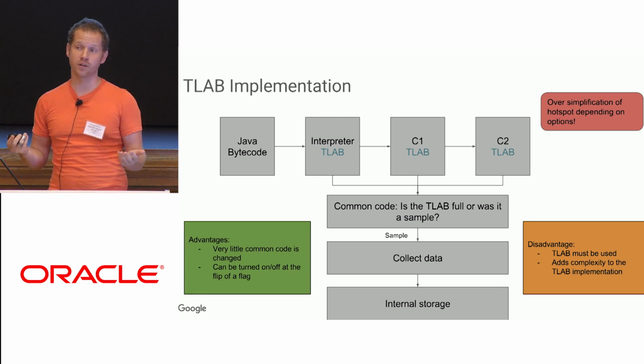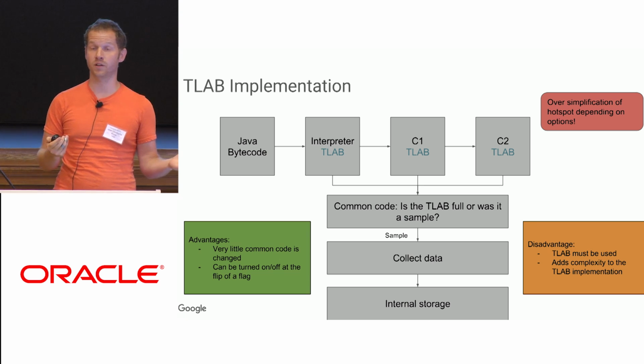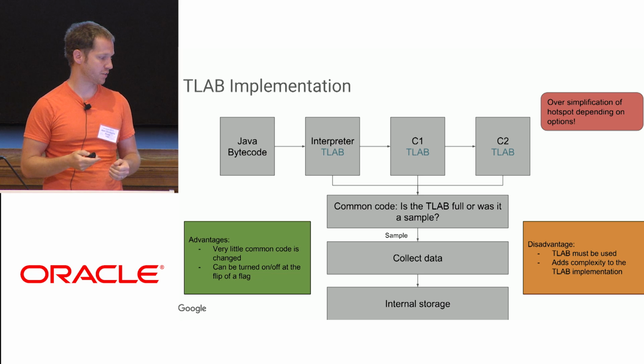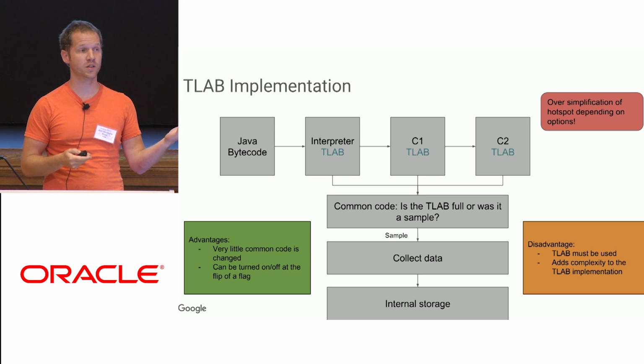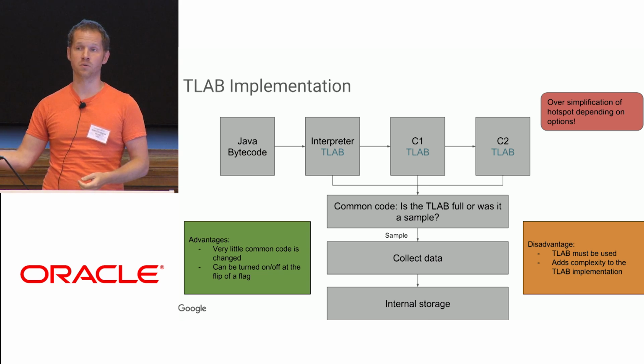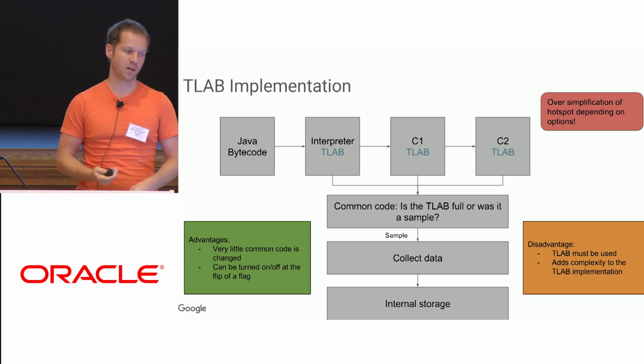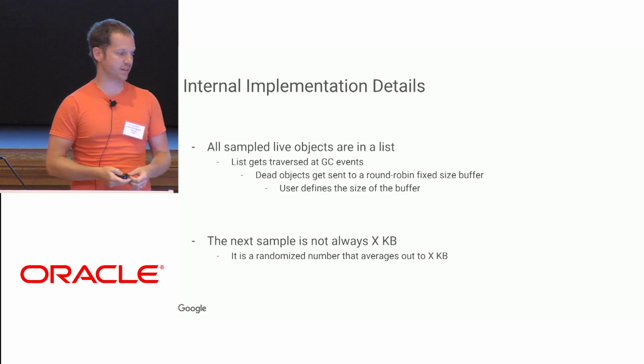Advantages though: very little common code has changed. It's currently at least architecturally independent. There are no changes to the architecture code, and it can be turned off and on at the flip of a switch, and you don't have to recompile things. In the compiler world, if you've got C2 compiled code that is using the sampler and you no longer want to have the sampler, you have to recompile it. Here you don't. So those are the advantages.